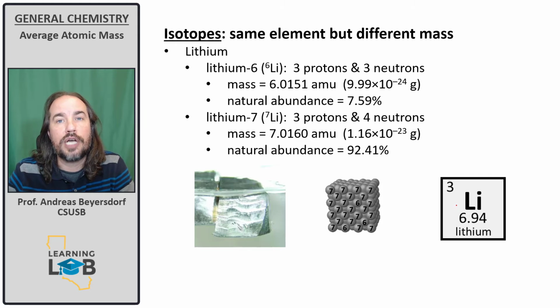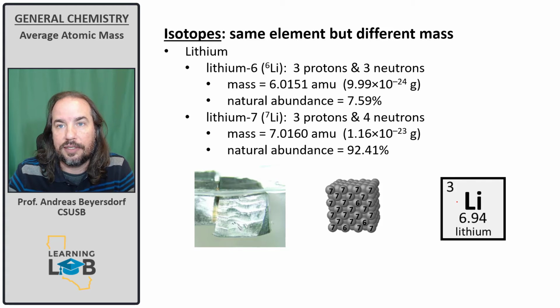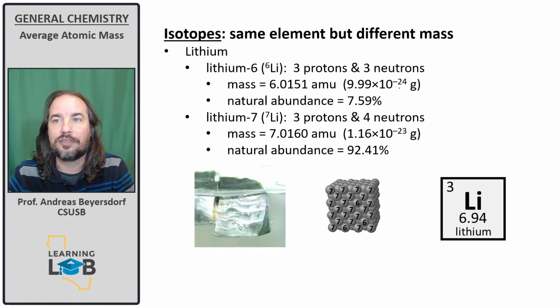Now, these two types of lithium have different masses and different natural abundances. So, for instance, lithium-6 has a mass of 6.0151 AMUs. This is 9.99 times 10 to the minus 24 grams, so a very small amount. And that's why we use AMUs, because they're just easier to work with.